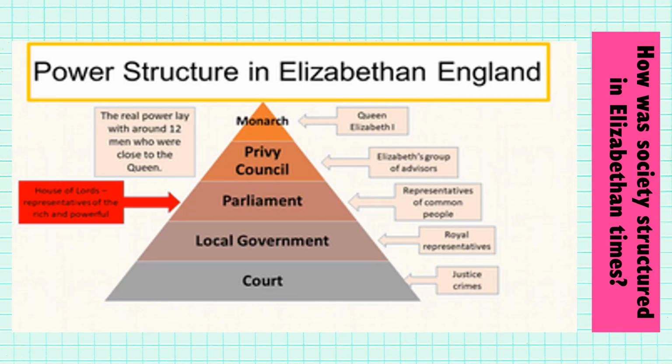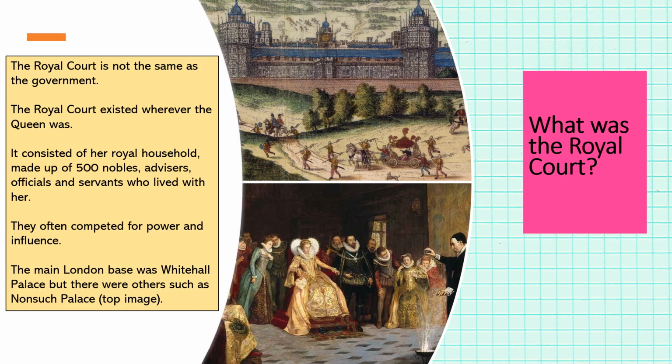This slide just tells us a little bit more about that power structure. You've got the monarch at the top, below the monarch, the Privy Council who advise her, Parliament, and then local government, because she's going to have that issue of how she controls the whole of the country when she's in London. So what was the royal court?